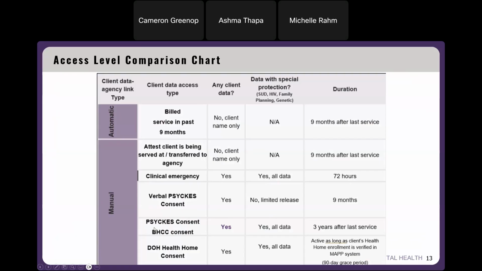And then the most common one that we have here is the PSYCKES consent. That's going to provide you access to all available data, including data with special protection. And of course, you can view that for 3 years based on the last bill date of service. So this is a nice visual representation of some of the different access levels that we have.